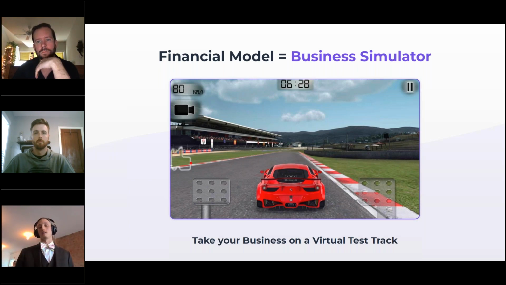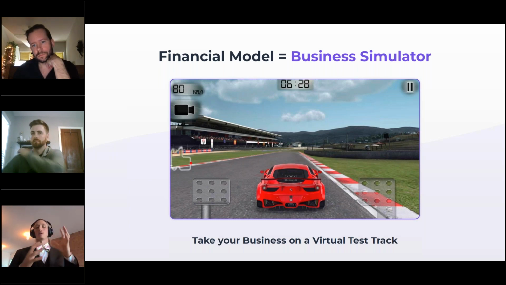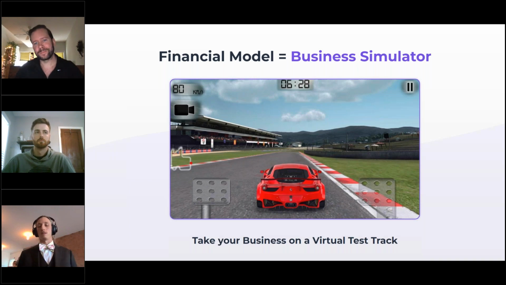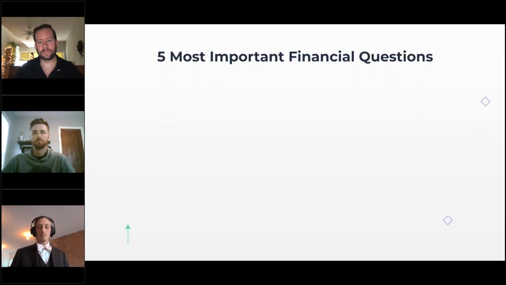But if you have a financial model that lays this stuff out, it can be a lot easier to get the answers. It's not a silver bullet, not a crystal ball. It doesn't tell the future, but it can help guide you in making more data-driven decisions. So think about a financial model as a business simulator. That's how we view it, and that's what we're going to be talking about today: how can we use that simulation to achieve better purposes and ultimately make better decisions.